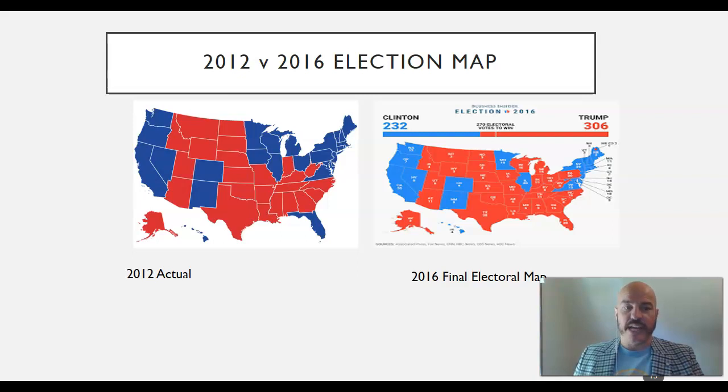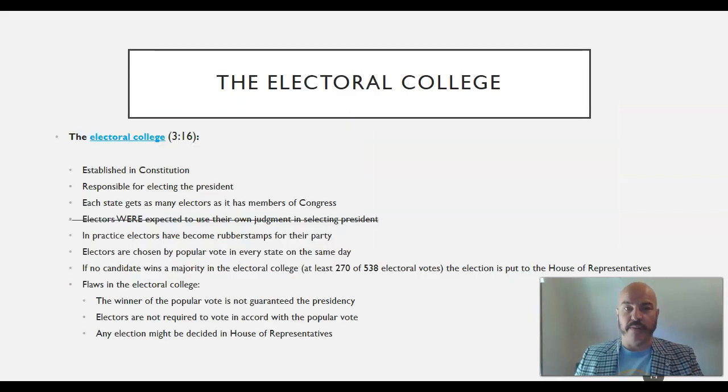This is your 2012 versus your 2016 electoral map. You can see where Trump really picked up a number of states that Obama had won. Ohio, Michigan, and Wisconsin were key. Florida certainly very key, where that really turned the tide and really propelled Trump to a victory.